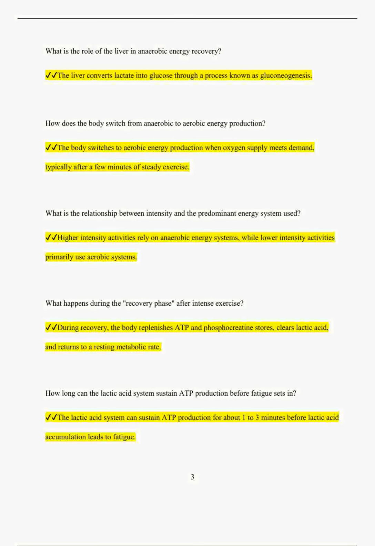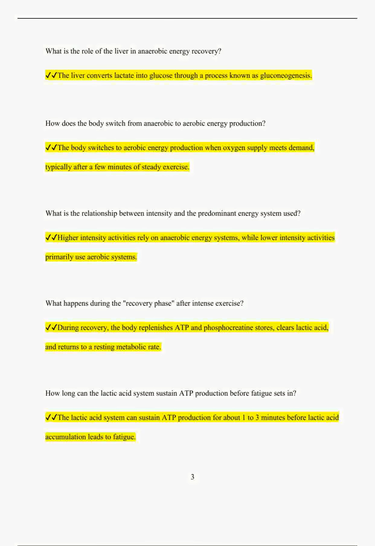What happens during the recovery phase after intense exercise? During recovery, the body replenishes ATP and phosphocreatine stores, clears lactic acid, and returns to a resting metabolic rate.